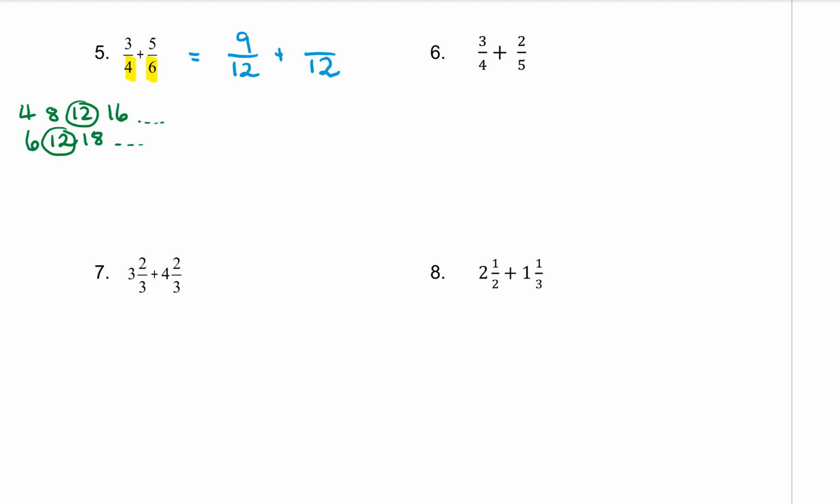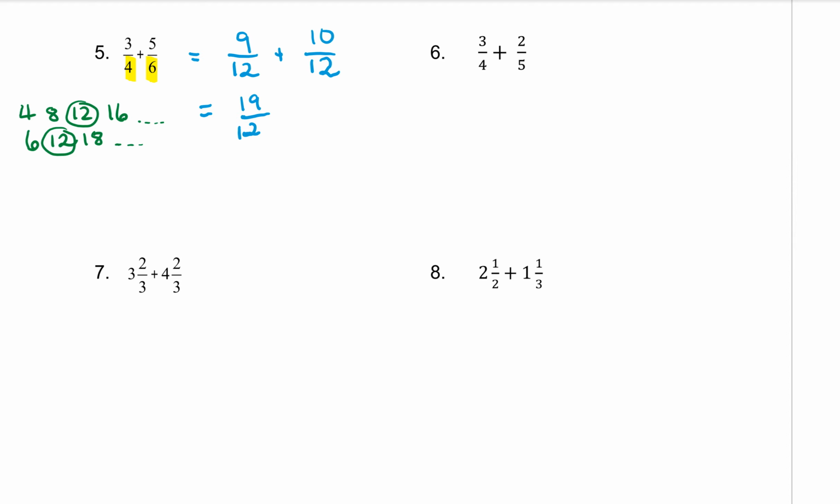Okay, next, I need to go from 6 to 12. That would be timesing by 2. So 5 times 2 gives me 10 in the second fraction position. Once the denominators are the same, I can add the numerators together. 9 plus 10 is 19, and on the bottom we have 12.